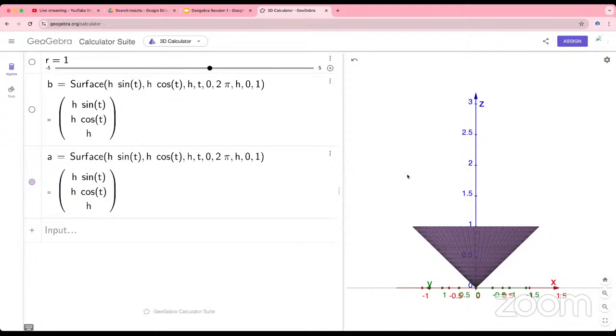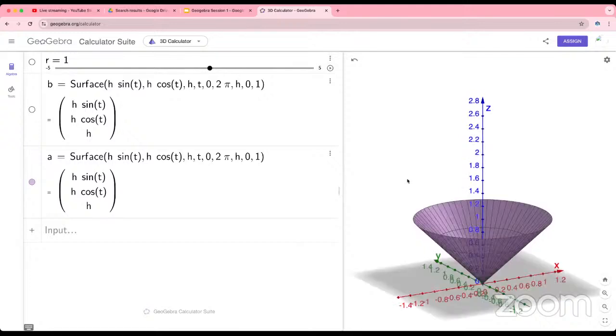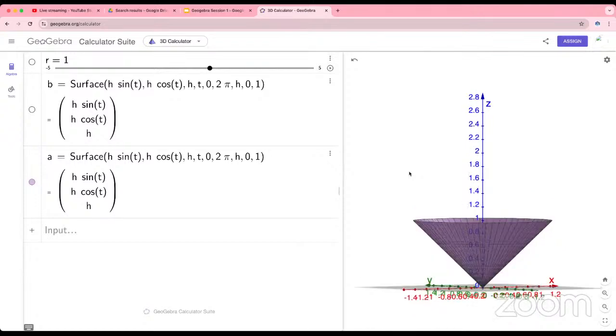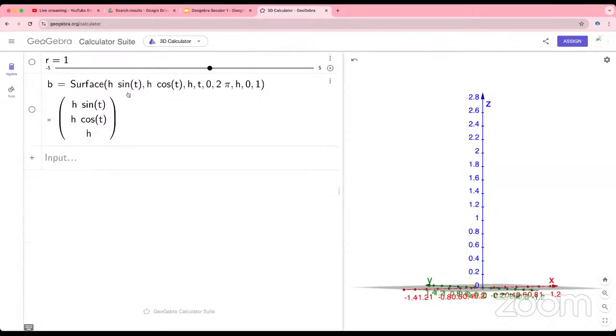Because आप देखेंगे कि जब h की वैल्यू 0 है तब इसकी रेडियस भी 0 है in this particular expression, and let me just delete this. So जब h की वैल्यू 0 है तब ये जो इसका रेडियस है वो भी 0 है. That's why a point on the origin, and the moment h becomes 1, the height is 1, and that's where the radius becomes the maximum, and that's how you get your base circle.